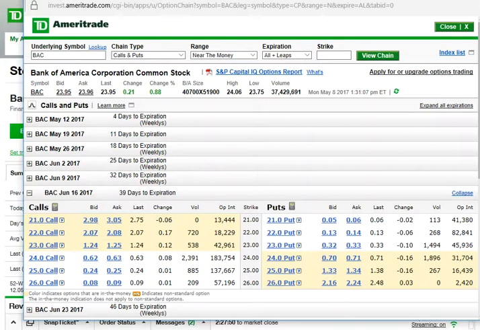But also the greater is your downside risk, because here, if you bought this $24 call, Bank of America would have to go all the way up to $24.62.